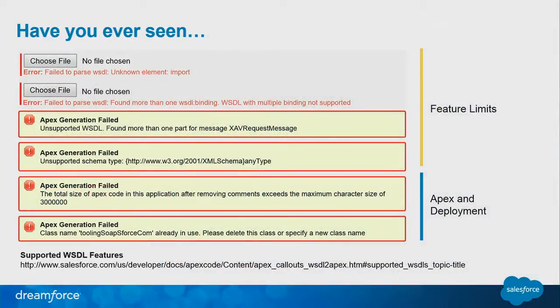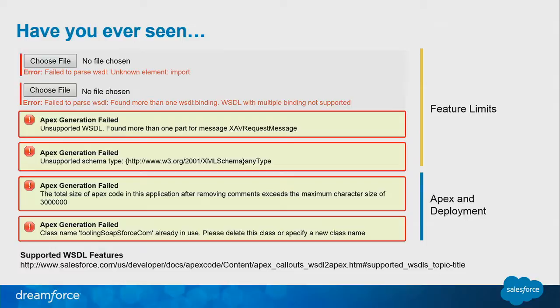So to set the context, has anybody ever seen any of these types of errors when you're trying to bring a SOAP WSDL into Salesforce? These are the sort of things that we're going to be addressing. The top four are the sort of features that Salesforce doesn't directly currently support with the web-based version of WSDL-to-Apex, and they'll usually require you to go off and do some effort to get around them. And the bottom two are still errors that you can get using WSDL-to-Apex, but they're more environmental about your specific org.